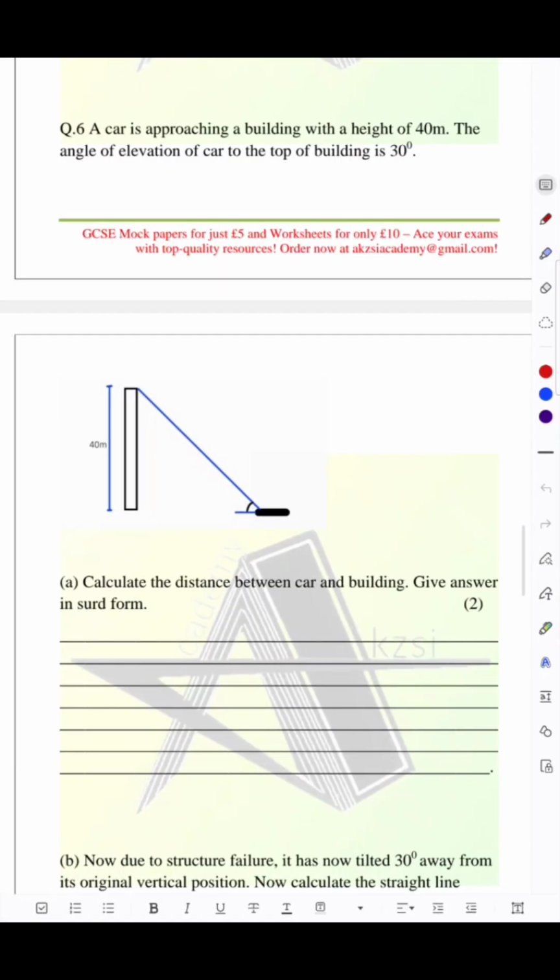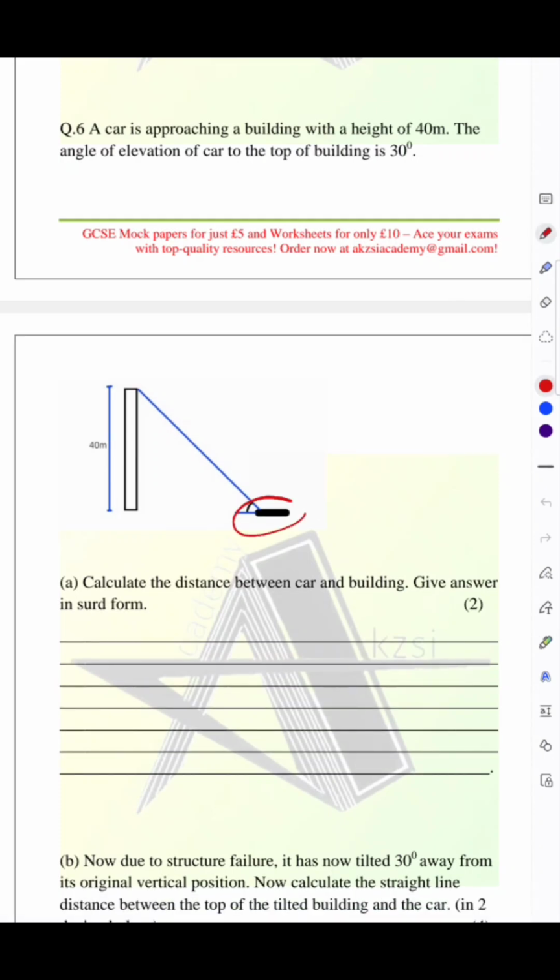Now, this is question number 6. It says a car is approaching a building with a height of 40 meters. So, this is a car and it's approaching a building of 40-meter height. This is 40-meter height and this is a building. The angle of elevation of a car to the top of the building is 30 degrees, which means they are saying that this angle, the angle this car is making when they're looking up at the top of the building, is 30 degrees. Calculate the distance between car and the building and give your answer in surd form.